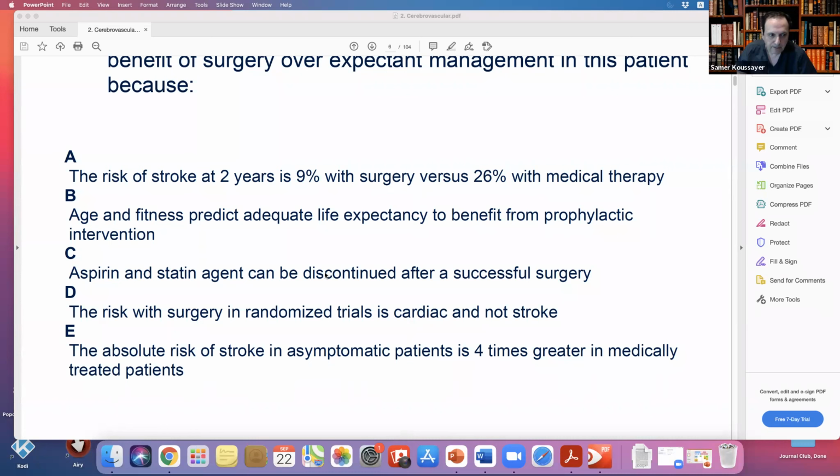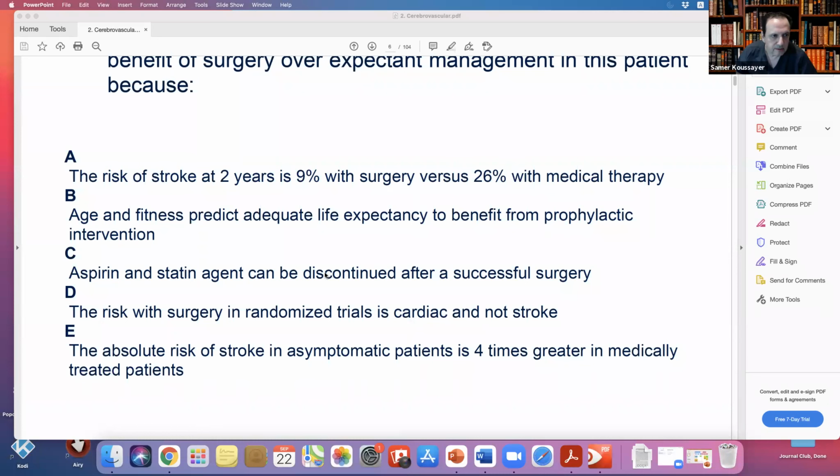Yes. The absolute risk of stroke in asymptomatic patients is 4 times greater in medically treated patients. No, it's really only 2 times. In medical treatment the risk of stroke is about 12% in 5 years, and with surgery 6%, so almost double, not 4 times. So this is wrong also. So it's 2 times, okay, not 4 times. So what would you be answering?